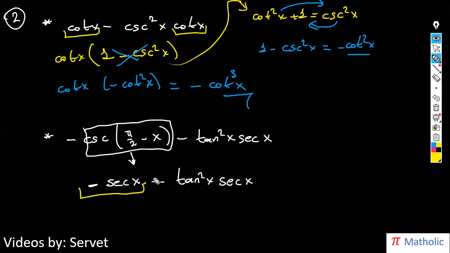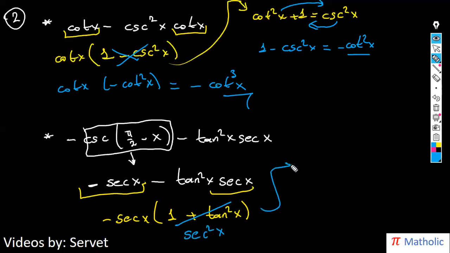So let's take negative secant x out of the bracket. So what's left here is 1 plus tangent square x. And we know that tangent squared plus 1 is secant squared. So we got negative secant x times secant squared x, and which makes negative secant cubed x. This is the simplest form.